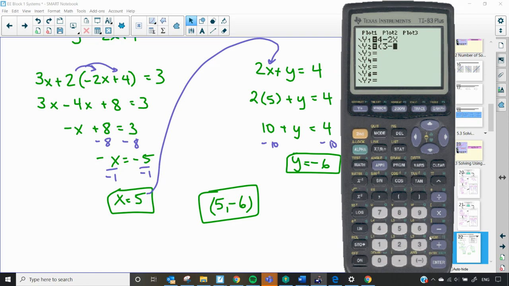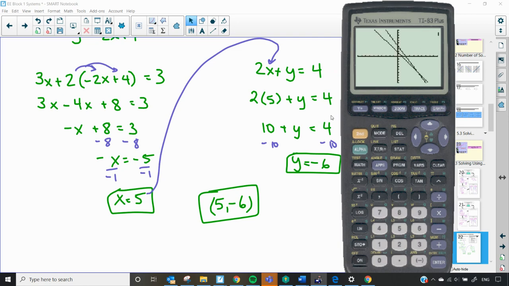I've got 3 and I'm going to subtract 3x, close my brackets, and then the next step would be to divide by 2. So I know that might not look the same way that we'd write it on paper, but it's a quick way to get it into my calculator. And it will still give me the same answer.